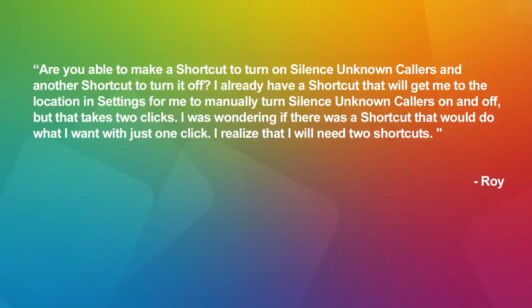And Roy says, are you able to make a shortcut to turn on silence unknown callers and another shortcut to turn it off? I already have a shortcut that will get me to the location in settings for me to manually turn silence unknown callers on and off, but that takes 2 clicks or 2 taps. I was wondering if there was a shortcut that would do what I want with just 1 tap. I realized that I will need 2 shortcuts.